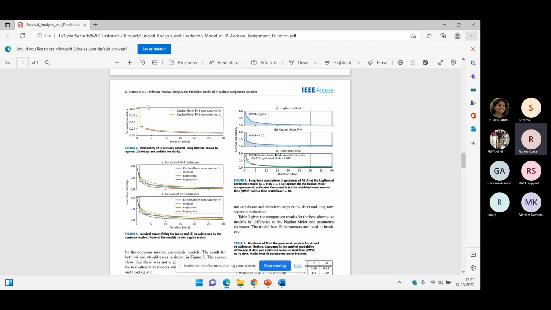But the data which is available on the open source says the probability of an IP address surviving is a long lifetime value, approximately 200 days. This information is coming from the service provider. When they announce any IP address, they maintain the uptime and the IP reachability time in their routing table as well. From there, I'll pull that information.